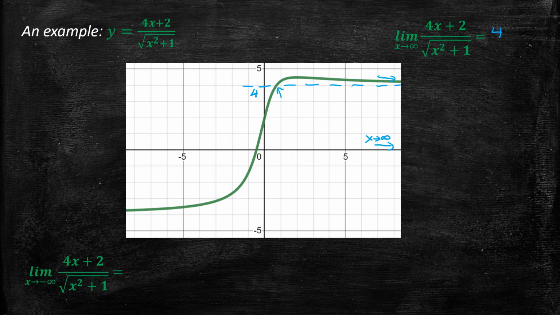Similarly, as x goes to negative infinity, so we're heading x values in that direction, hop on the curve, it appears we're also approaching, but in this case, -4. So the limit as x approaches negative infinity is -4. Two horizontal asymptotes on this curve.